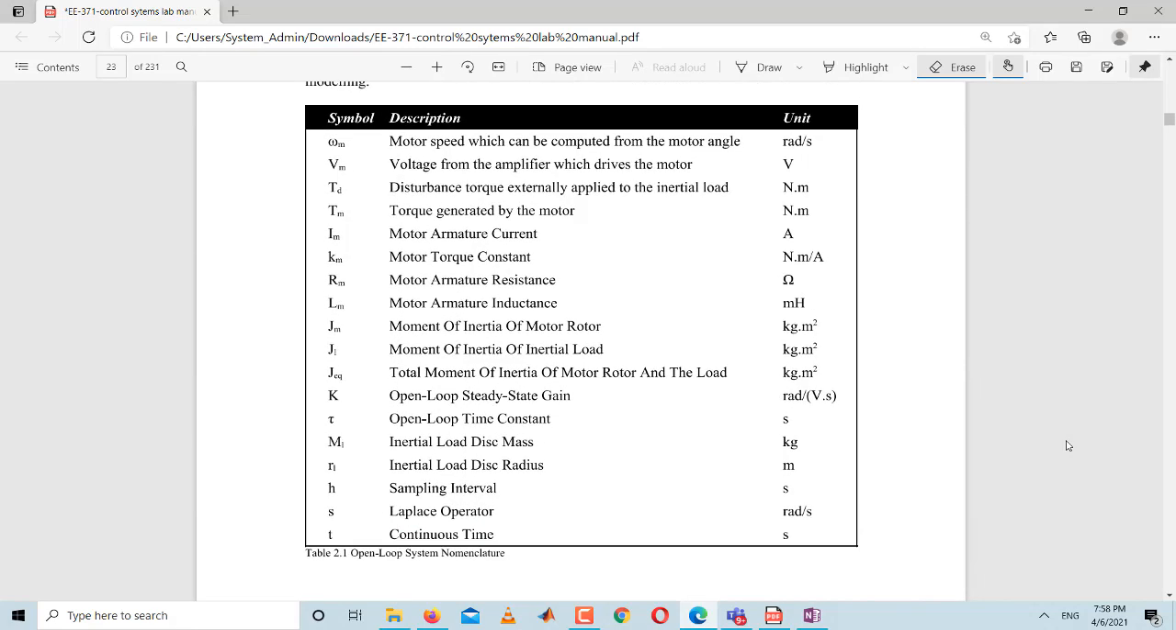which are mentioned here in this table. Omega m is the motor speed, in radians per second, and this speed comes from the motor angle. The encoder gives us the information of the position of the motor and we can calculate the speed omega. Vm is the voltage that comes from the amplifier and it is going to drive your motor. That is why m is used as a subscript here. So this is the voltage from the amplifier.